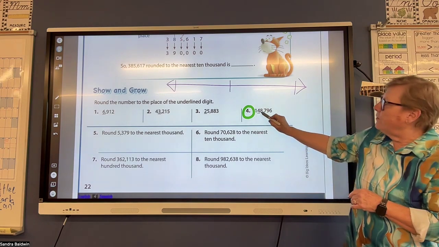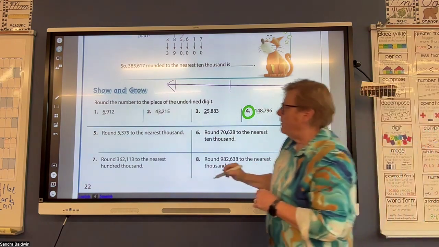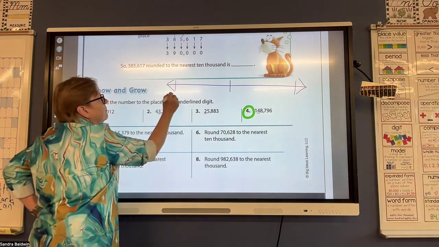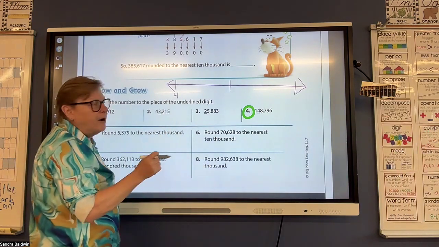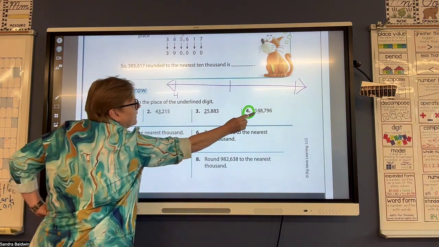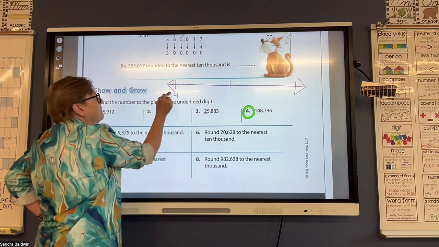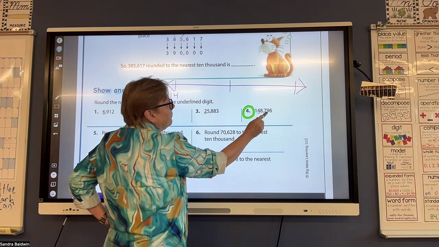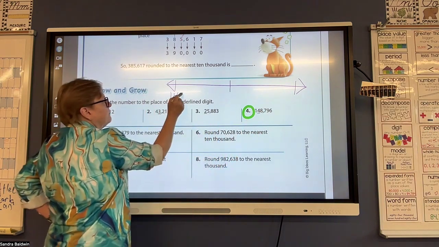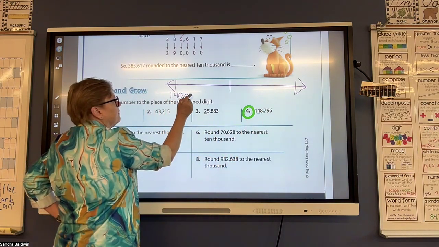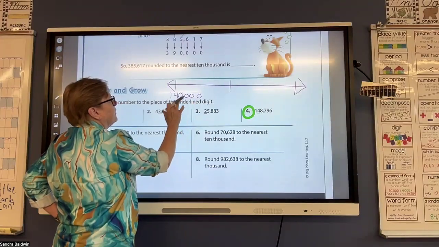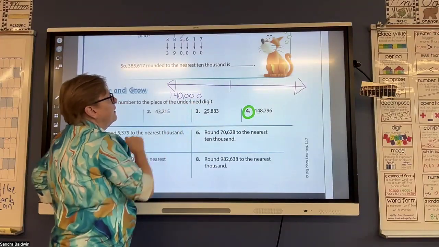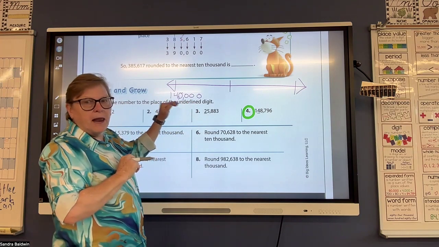I'm going to copy the 4. Anything in front of it, I also write down. There's a 1. I substitute zeros for the other digits, 1, 2, 3, 4. My comma actually goes there. So 140,000 is my low number.